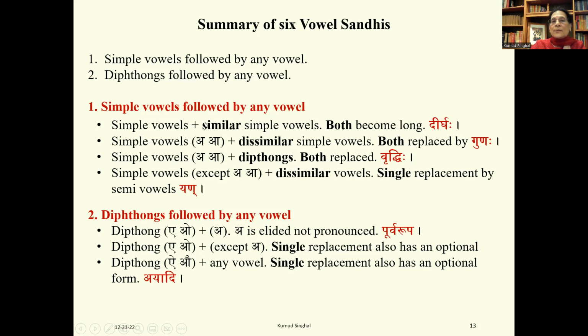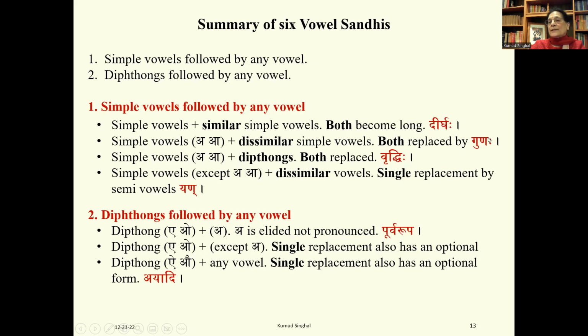And if the similar simple vowels are followed by similar simple vowels, then both become long. These two words you should remember: similar and both. This is the Dirgha Sandhi. In Dirgha Sandhi, it is the similar vowels, and both are replaced, and Dirgha Sandhi always takes precedence. Then simple vowels, now it's not all simple vowels, only a or aa. So if a or aa are followed by dissimilar simple vowels, then both are replaced by the guna.